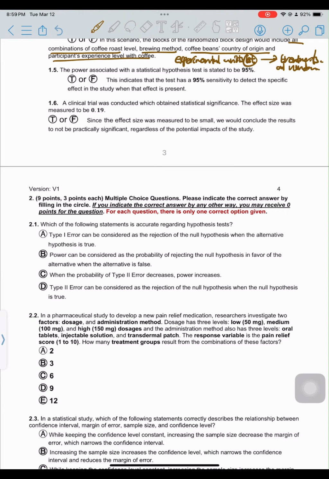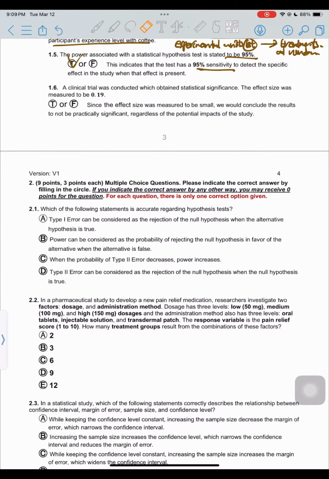Okay, this question asks, the power associated with the statistical hypothesis test is stated to be 95%. This indicates the test has a 95% sensitivity to detect a specific effect in the study when the effect is present. So since the power is 95%, this is indeed right. When the statistical test has a power of 95%, it means that it has a 95% chance of correctly detecting a true effect or true difference in the population. So this talks about 95% sensitivity. So it is true.